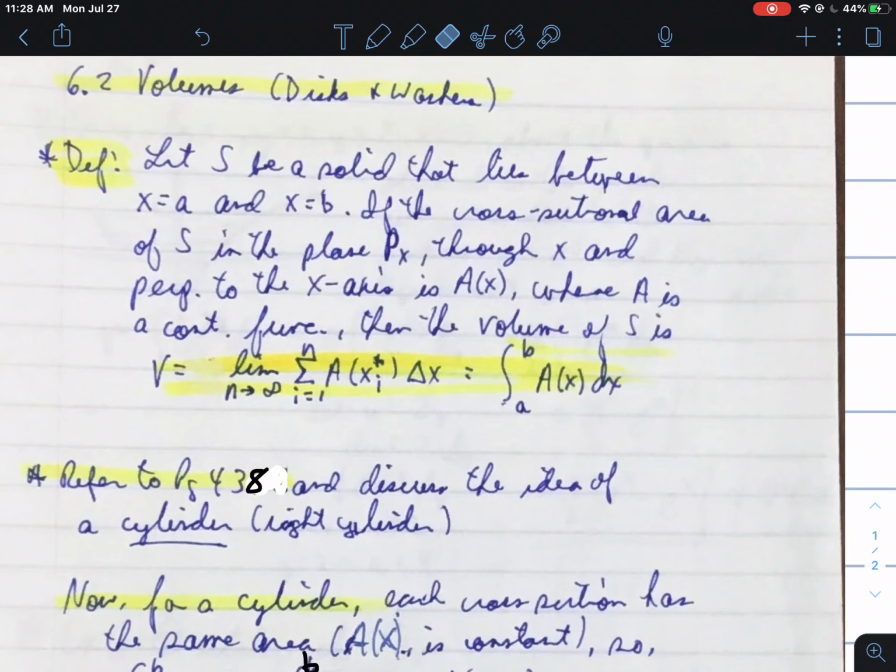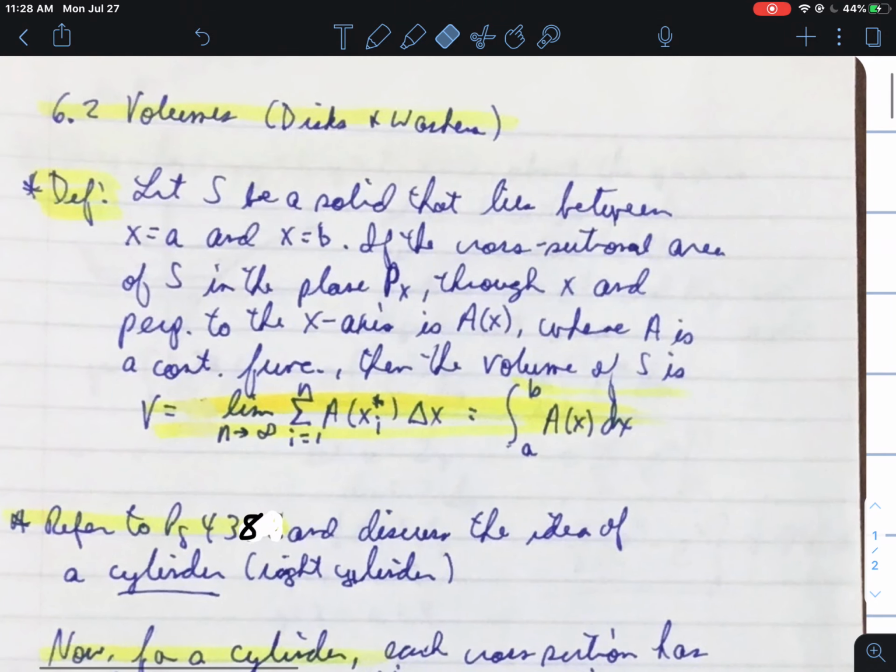Section 6.2, volumes using discs and washers. Sections 6.2 and 6.3 both involve volume using different techniques. I'm just going to focus here on section 6.2, finding volumes with what we call the disc method and the washer method. All right, so an extension of what we've already done with area, finding the area of a region under a curve or between two curves.